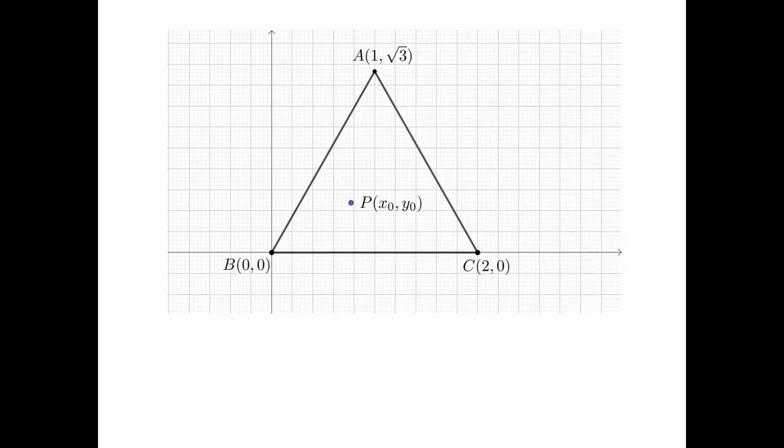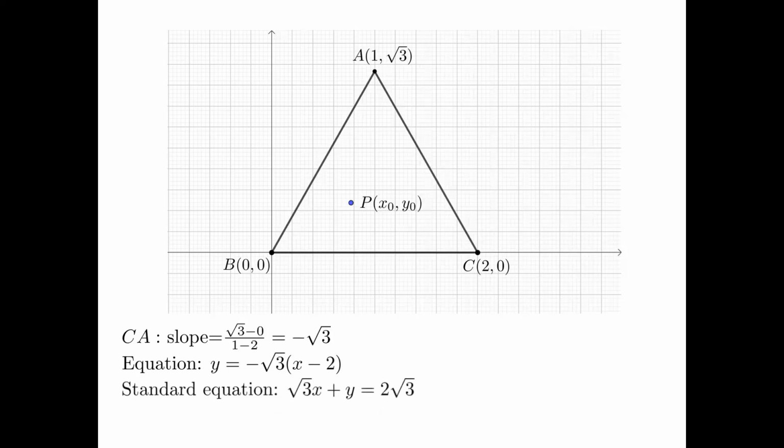Let's look at another line, AC. That is not that simple. First, we calculate the slope for CA using the two points A and C. The slope is negative square root of 3. And then we establish a point-slope form equation using the point C, (2, 0). y minus 0 equals the slope, negative square root of 3, times x minus 2. Rearranging the terms, we get the standard equation: square root of 3 x plus y equals 2 square root of 3.